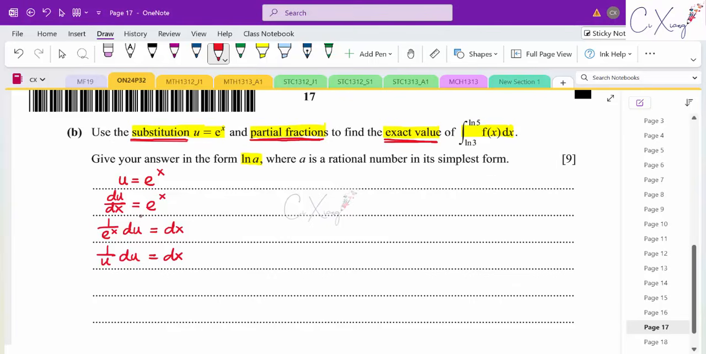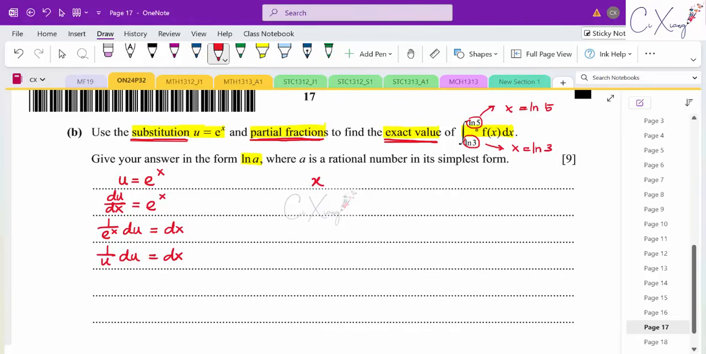Okay, alright, so once you get the differentiation from the equation u equals e power x, next we also have to change the limit here. The limits here are basically x equals ln 5 and x equals ln 3. I need to get the values in terms of u because my aim is to change everything in x to u before the integration. So these are all the values of x, right? I have to change them to u. So you can just write it out in this way.